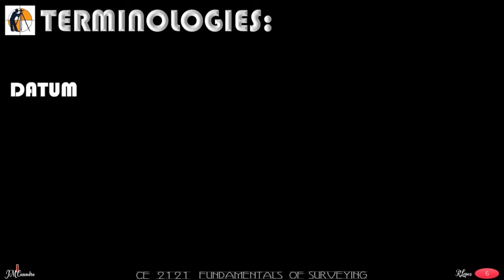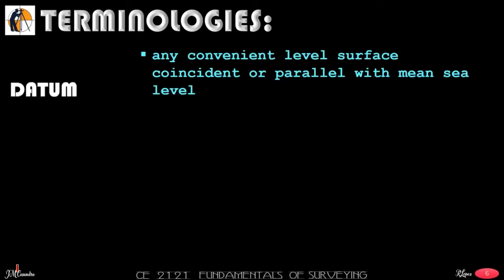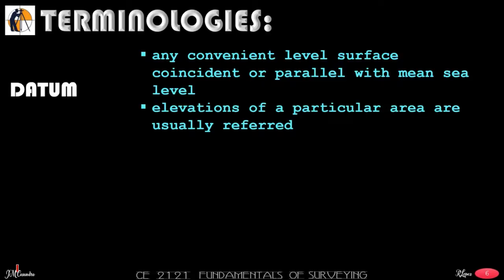Next we have the datum, which is any convenient level surface coincident or parallel with mean sea level. The elevations of a particular area are usually referred to the datum. So for our references, we use either the mean sea level or the datum.